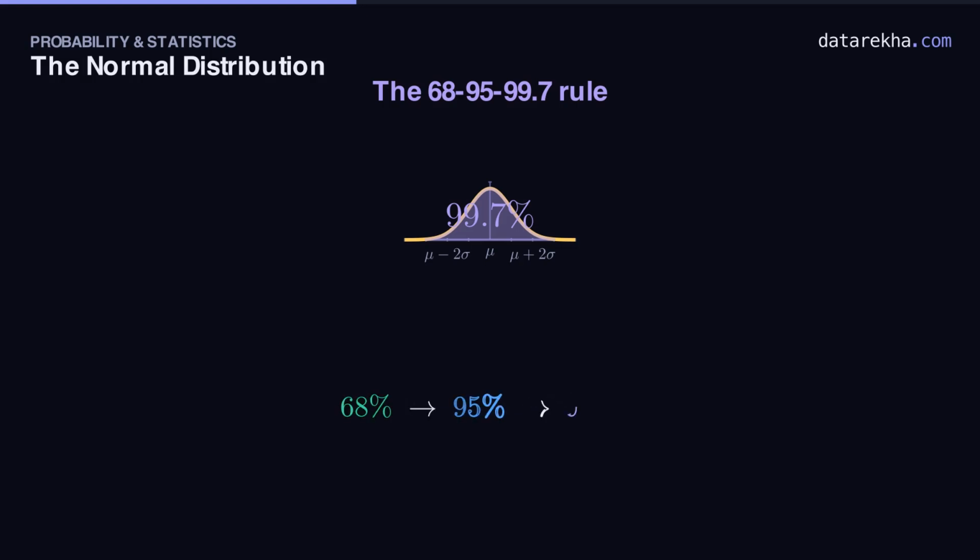Keep these 3 numbers in your back pocket. They're approximate, but they're perfect for a quick sanity check. If a careful calculation says a value 1 sigma from the mean is somehow unusual, you've made a mistake somewhere.